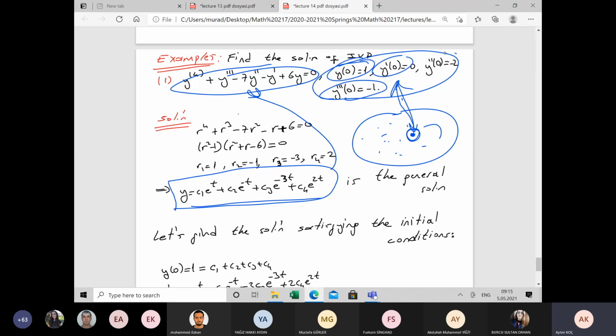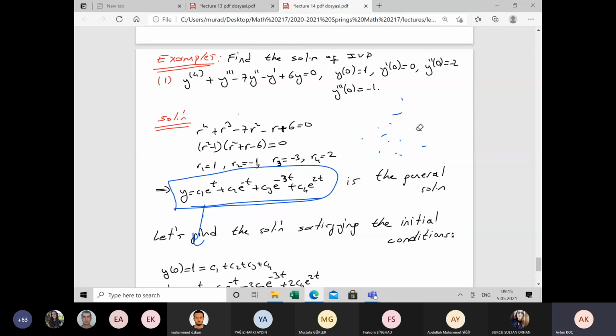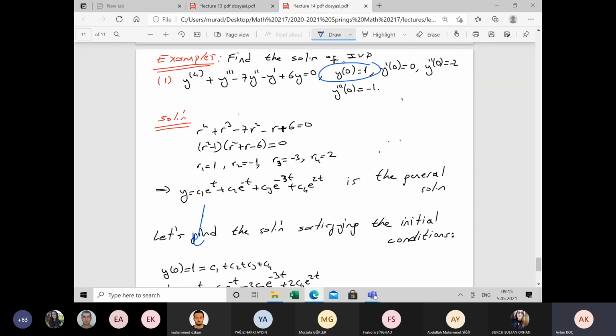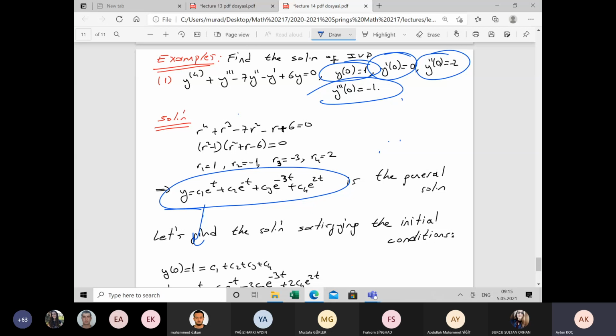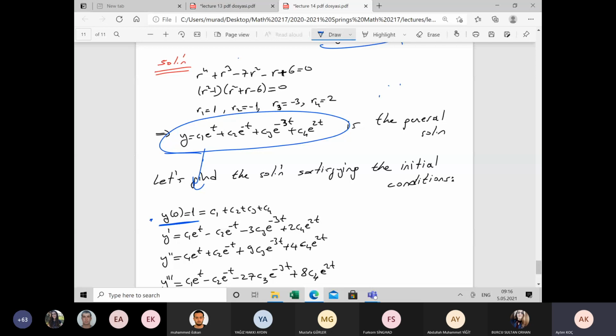It's okay. And choose this one. How do we get it? Take solutions that satisfy our initial conditions. It's okay. Initial conditions: y(0) should be 1, y'(0) is 0, y''(0) is minus 2, and this one should be minus 1. Y(0) is 1. Take the first initial condition: y(0) is 1, which means t is 0, y is 1.